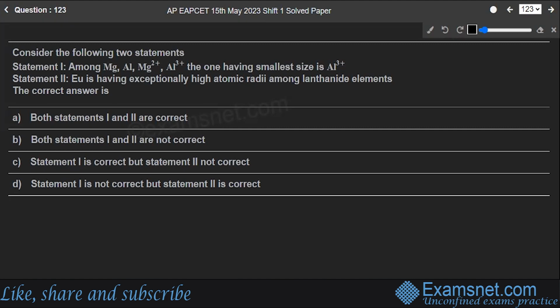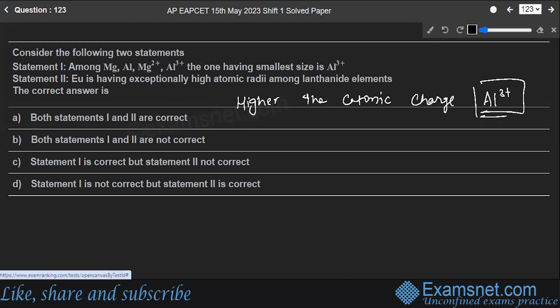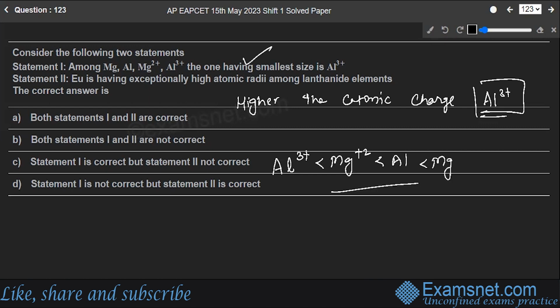See, if I check out the first statement, it says that among all of these, aluminium ion is having the smallest size. One thing, the higher the cationic charge, like aluminium is having a charge of 3 plus over here, the smaller is the ionic radii due to the increase in the effective nuclear charge. As we move from left to right in the period, ionic radii decreases. So what will be the correct order? The correct order will be, this is the smallest one, then the magnesium ion will have a bigger radius than this one, then is aluminium, and then is magnesium. So that makes the first statement the correct one.